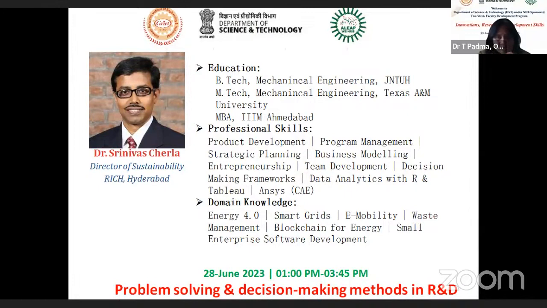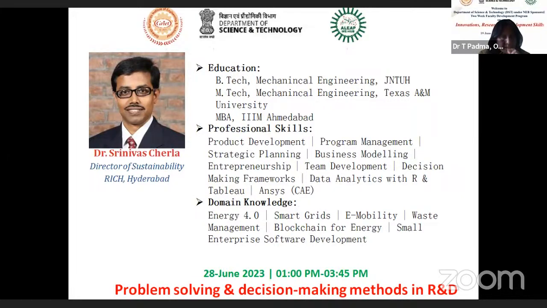So today, my dear participants, the discussion for today's topic is on problem solving and decision making methods in R&D. The guest speaker is Dr. Srinivas Cherla. Sir is the Director for Sustainability, RICH, that is Research and Innovation Circle of Hyderabad. Sir has an educational background of BTech in Mechanical Engineering from JNTU Hyderabad, MTech in Mechanical Engineering from Texas A&M University, and MBA from IIM Ahmedabad.